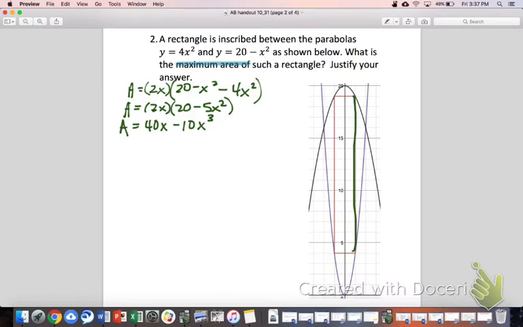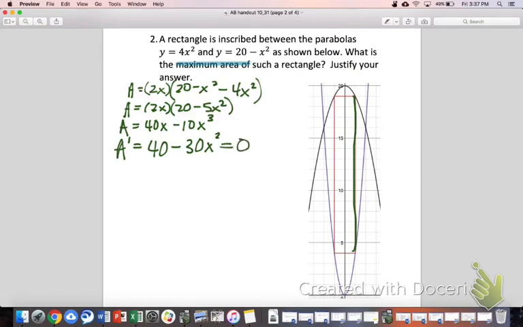All right, so in order to maximize area, we need to set A prime equal to 0. And we've got A, so to find A prime, we need to differentiate. So I'm going to say A prime is equal to 40 minus 30x squared. And we want to briefly consider, is there any x value that would cause A prime to not exist? And of course there isn't. So we're just going to go ahead and proceed to setting A prime equal to 0.